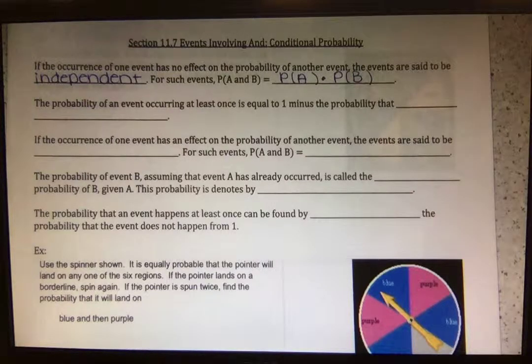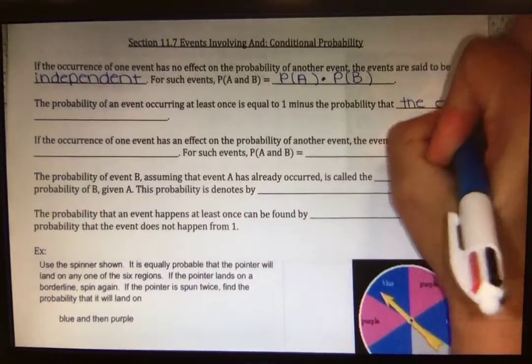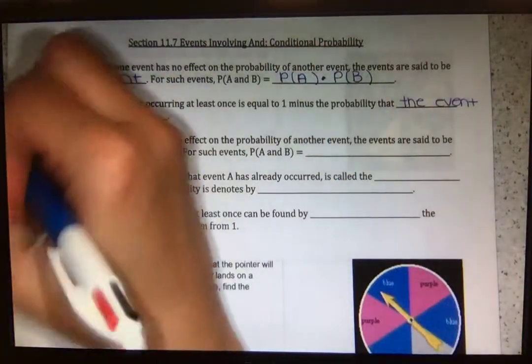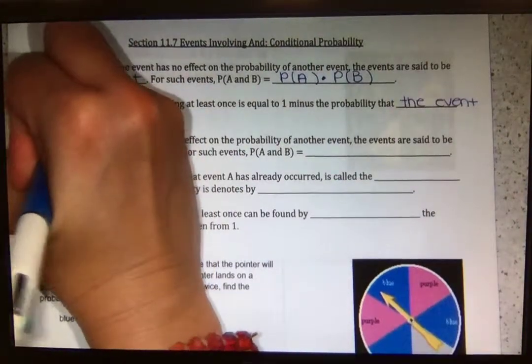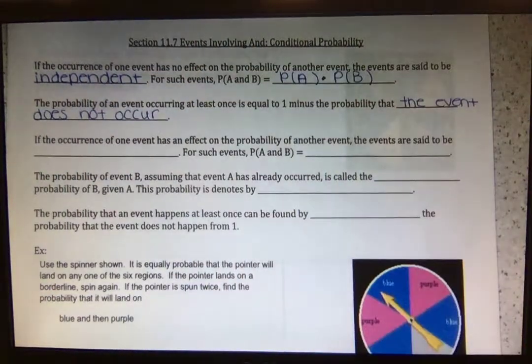So the probability of an event occurring at least once is equal to 1 minus the probability that the event does not occur. So the probability that it occurs at least once is 1 minus the probability that it doesn't occur at all.